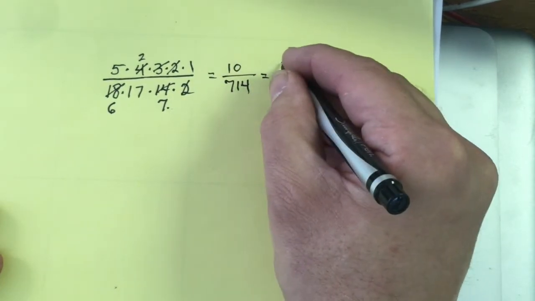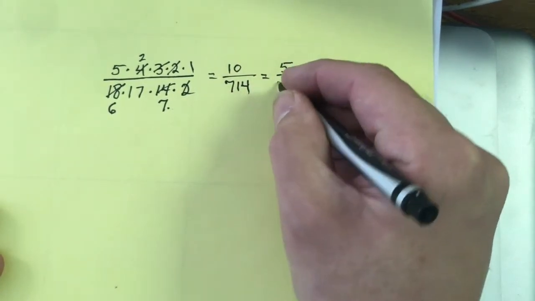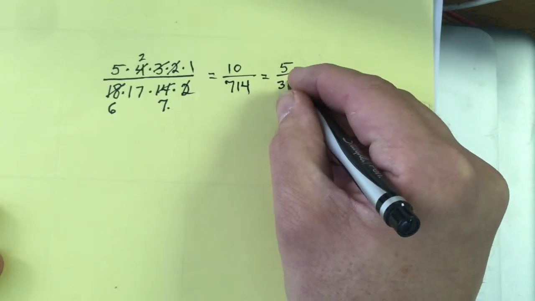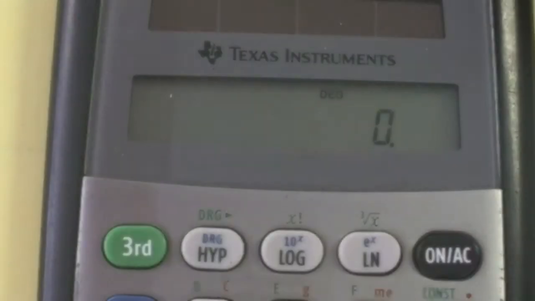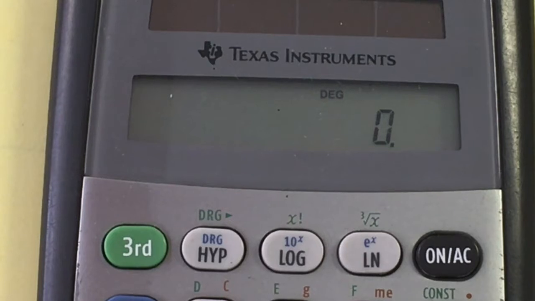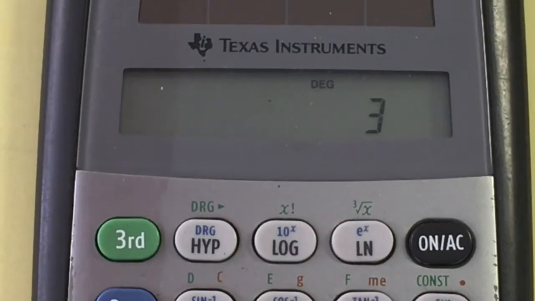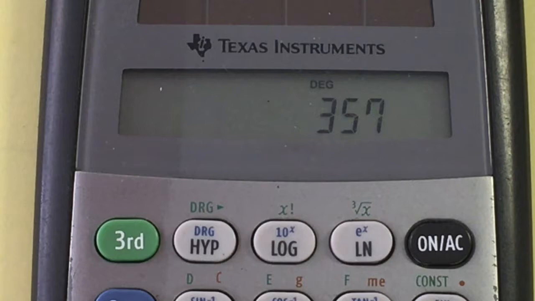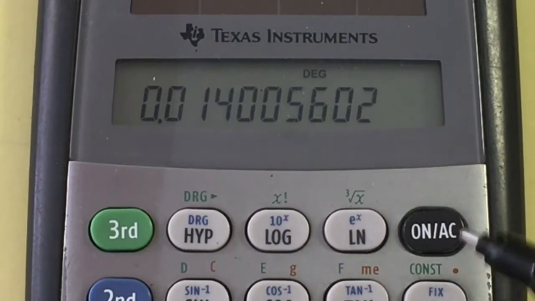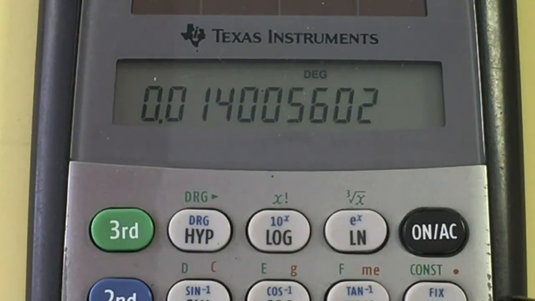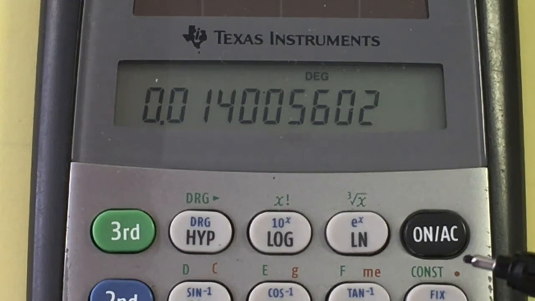This can be reduced to 5 over 357. And let's just see what the calculator gives us. We have 5 divided by 357. And that gives us 0.014. And that is the answer to the problem.